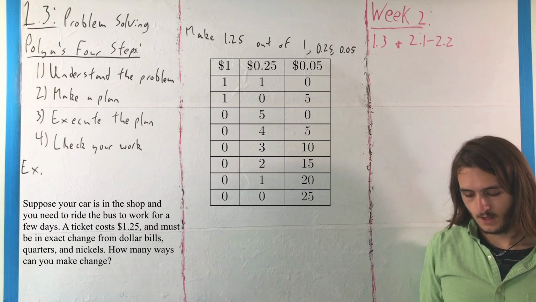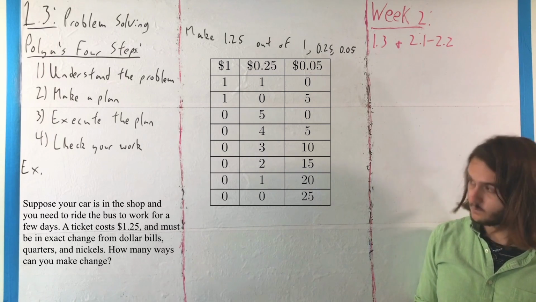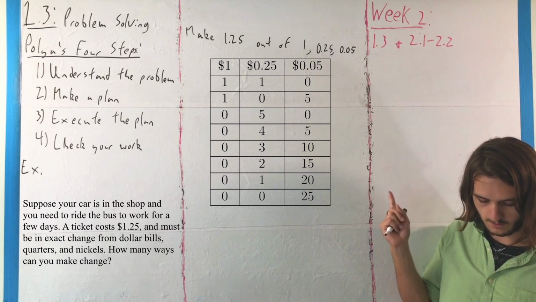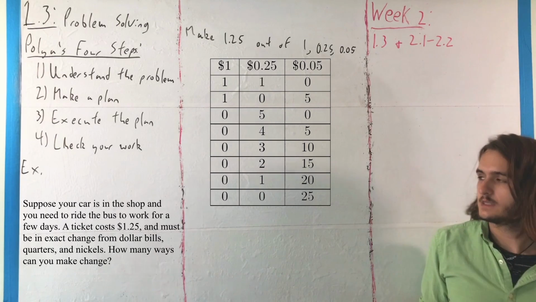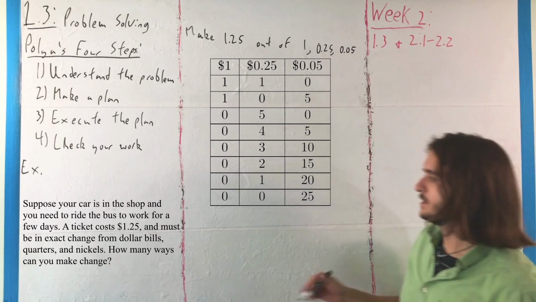Which means that looking at this, we will end up having 1, 2, 3, 4, 5, 6, 7, 8 potential arrangements.